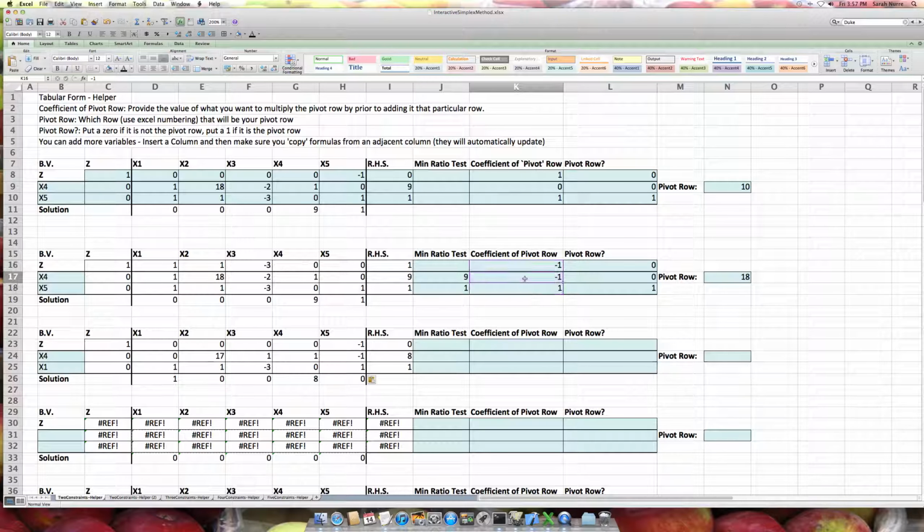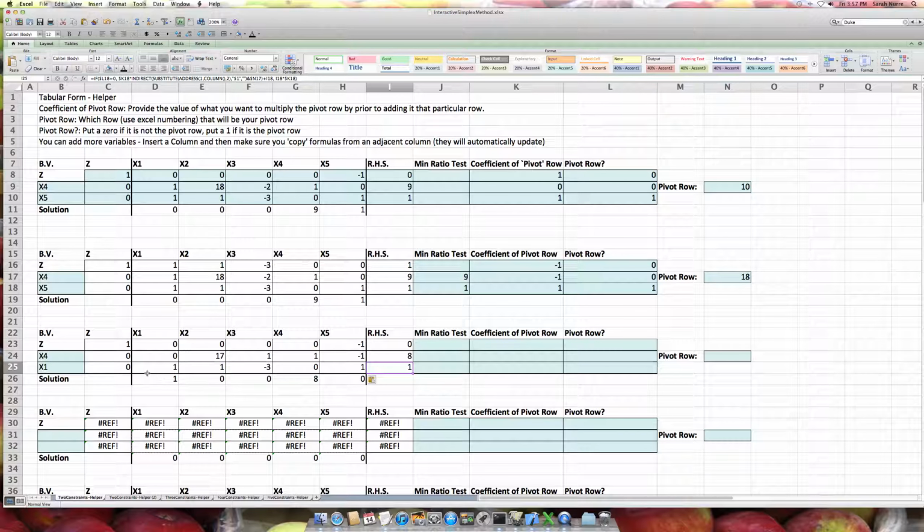And so now I can see, okay, gut check. I'm minimizing, so look at my objective function value. Am I getting lower? I am. Do I have two basic variables? So here I say x4 is a basic variable. Yes, 1, all 0, and its solution equals its right-hand side. x1 is a basic variable, 1, the rest 0, and its solution equals the right-hand side.